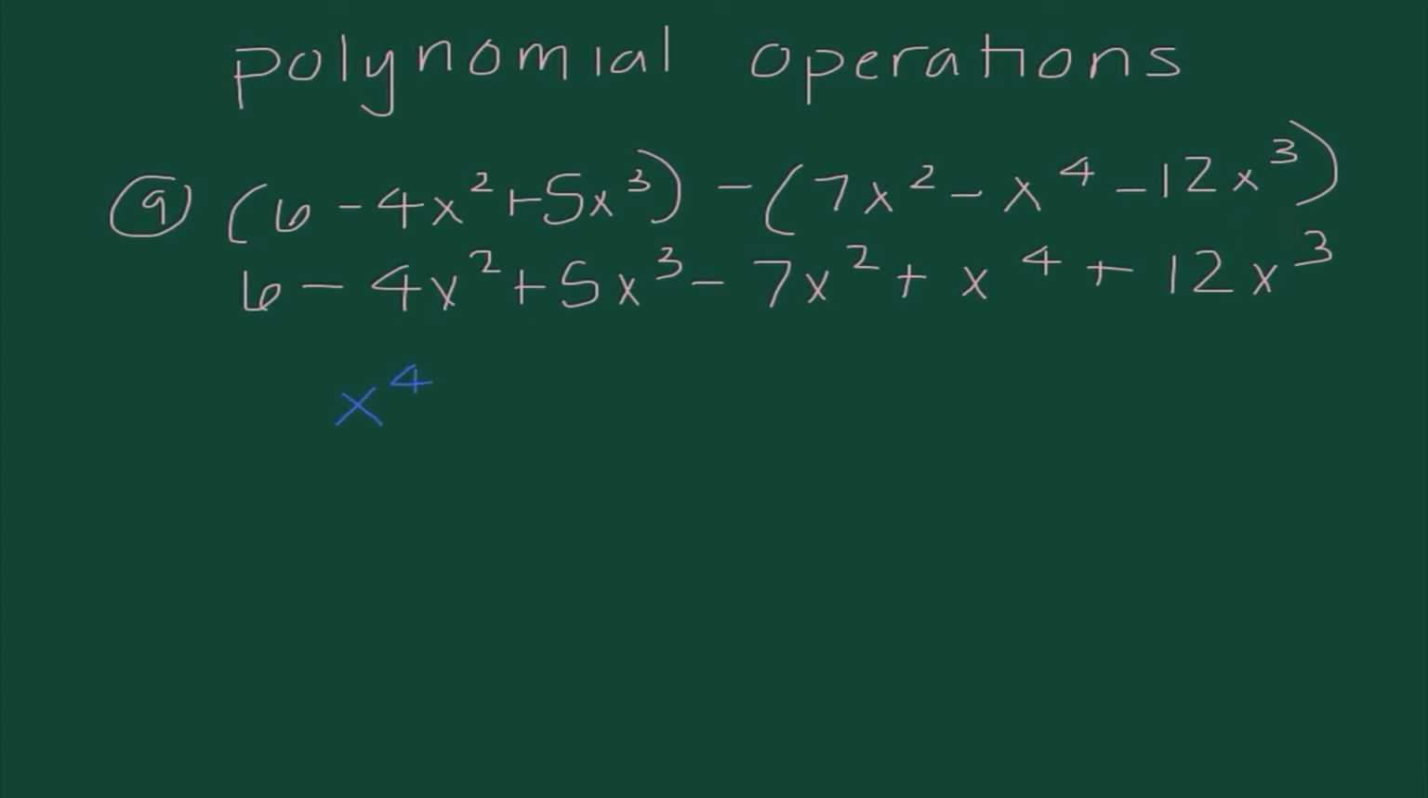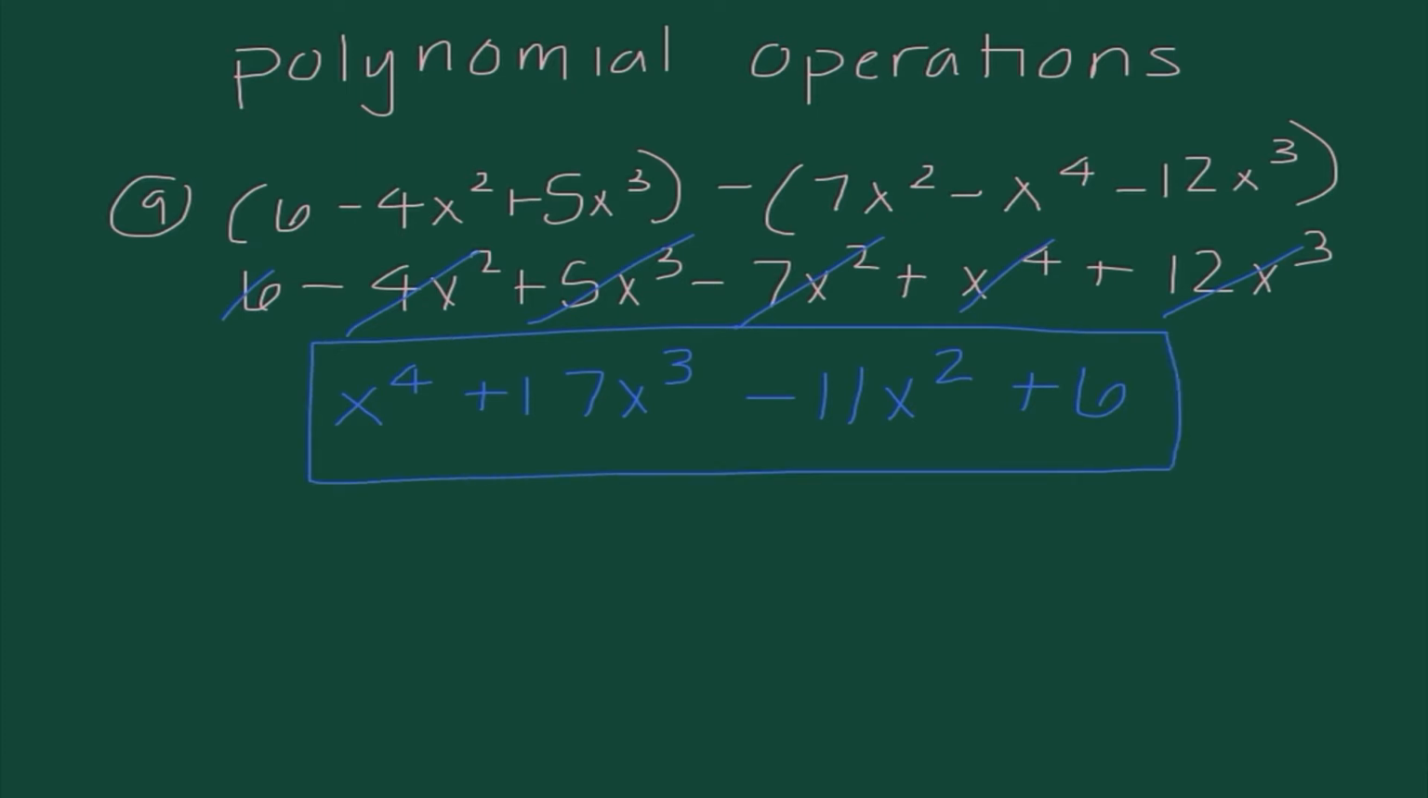So I have x to the fourth, and that is my only x to the fourth term. I have 5x cubed plus 12x cubed, which becomes 17x cubed. Negative 7x squared minus 4x squared becomes negative 11x squared plus 6. So whenever we're adding or subtracting polynomials, all I'm really doing is combining my like terms.